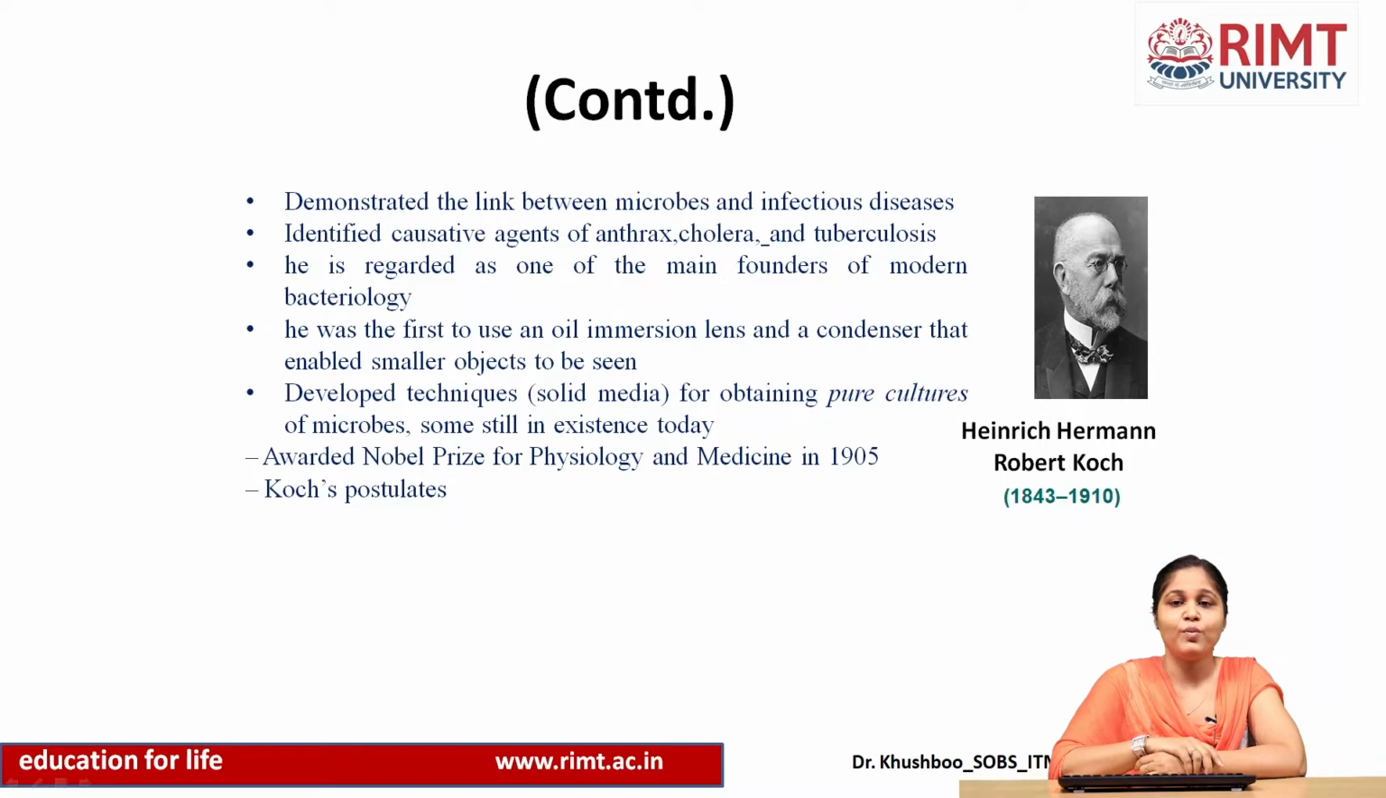After this, we learn about Heinrich Hermann Robert Koch. He was a very well-known scientist, 1843 to 1910. He demonstrated the link between microbes and infectious diseases. He was the one who identified the causative agent of anthrax, cholera, and tuberculosis. You have to note that he identified the causative agent of these diseases. He is regarded as one of the main founders of modern bacteriology, and he is also known as the father of bacteriology.